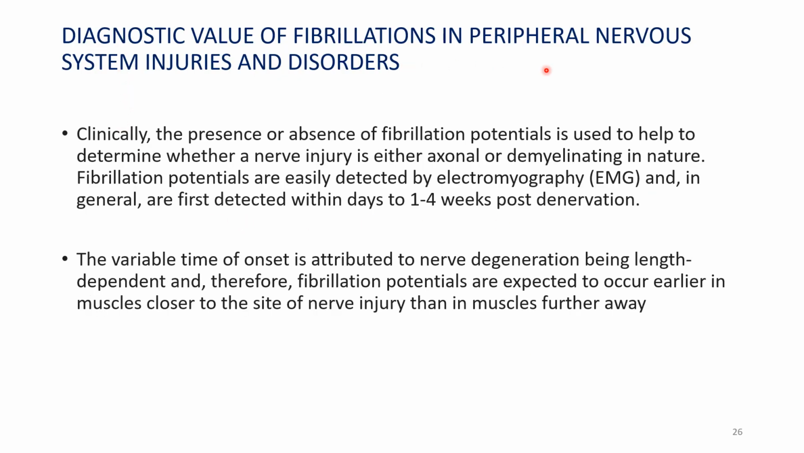Diagnostic value of fibrillations in peripheral nervous system injuries and disorders. Clinically, the presence or absence of fibrillation potentials is used to help to determine whether a nerve injury is either axonal or demyelinating in nature. So these fibrillation potentials are easily detected by EMG and in general these are detected within 1 to 4 weeks after denervation. The variable time of onset is attributed to nerve degeneration being length dependent. So we have talked about length dependent mechanism and therefore fibrillation potentials are expected to occur earlier in muscles closer to the site of nerve injury than in muscles farther away.